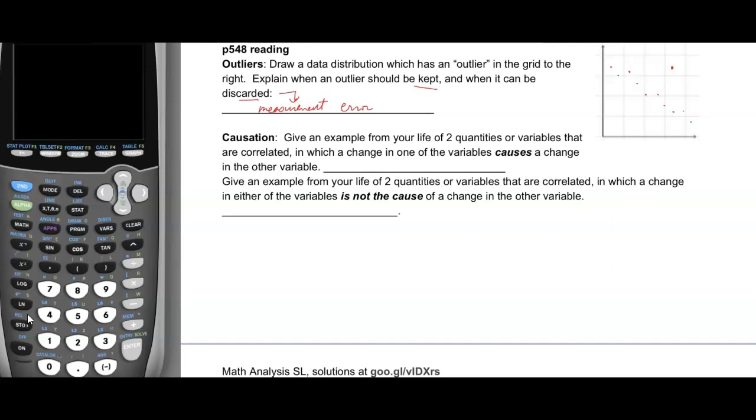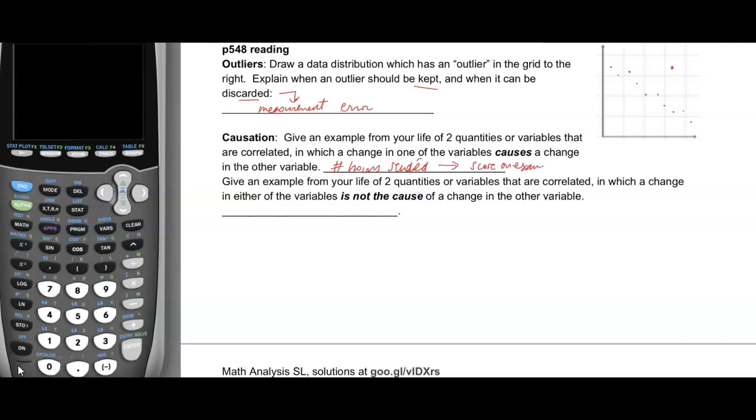Causation. Give an example from your life of two quantities or variables that are correlated in which a change in one of the variables causes a change in the other variable. Maybe the first variable is the amount of time you study for an exam, and the second variable is the test grade you get on the exam. So number of hours studied, and that causes a change in score on exam.